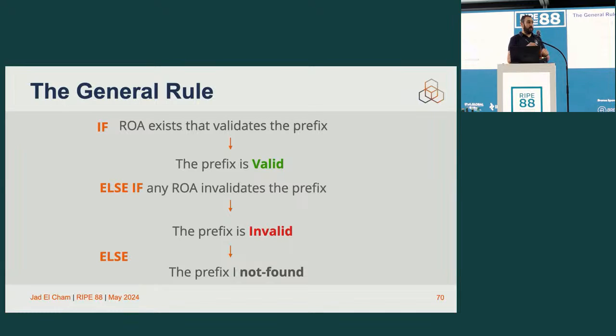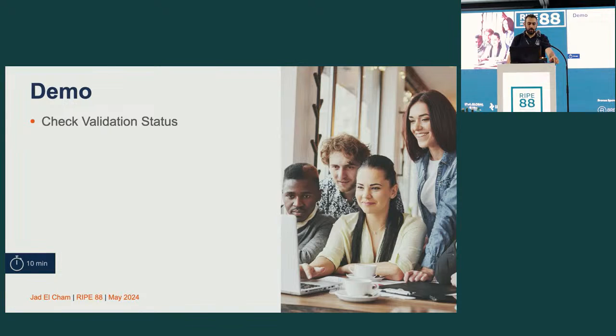Then, if there are no ROAs that validate, but there's at least one ROA that invalidates the prefix, either because of wrong origin ASN or a maximum prefix length mismatch, then the prefix would be marked as invalid. And then the final step: if we couldn't find something that validates or something that invalidates, it will be marked as not found. So basically, this is how the router can use the data from the validated ROAs to mark the BGP announcements as either valid, invalid, or not found.